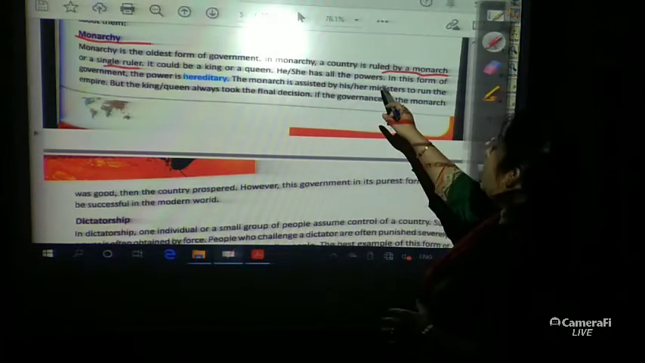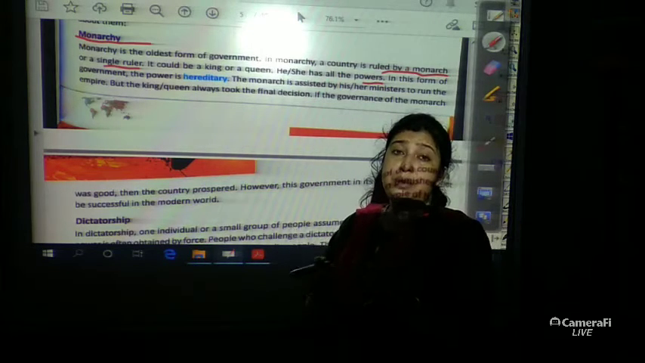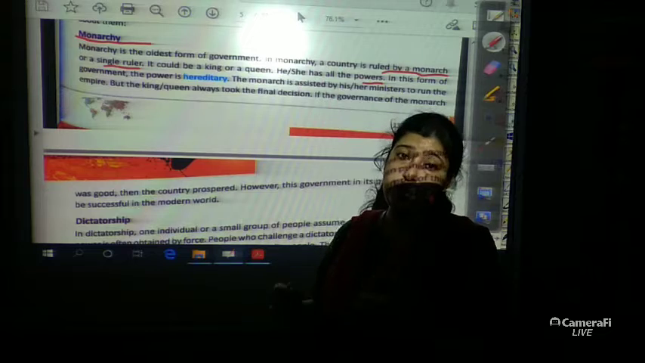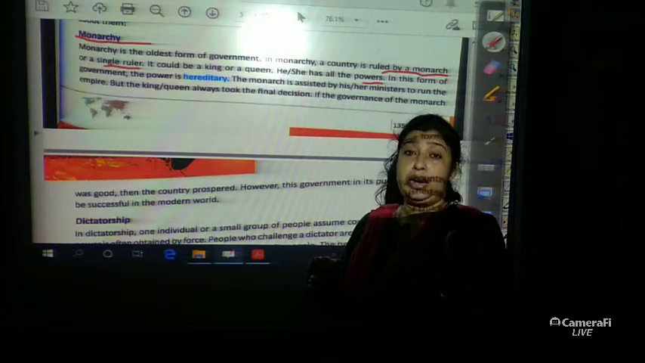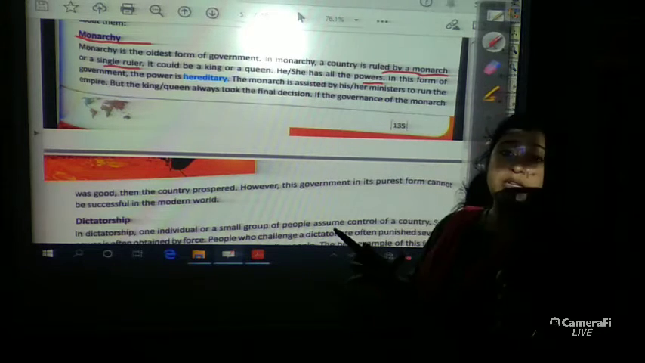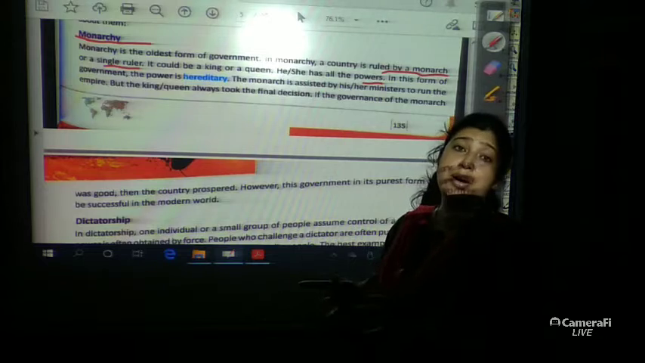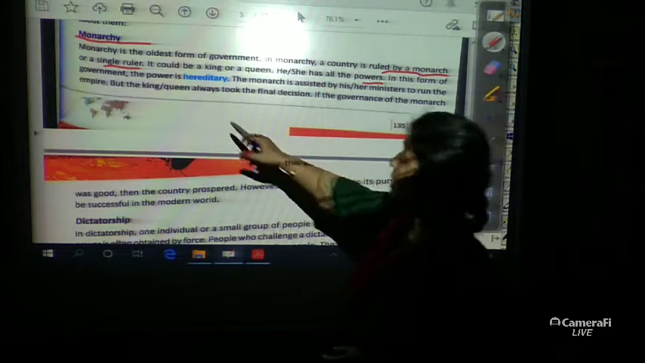He or she has all the power. So all powers are kept with the king or queen. Whatever they decide, the country will continue to work by and follow those rules and regulations. Power is not in the hands of the people, power is in the hands of the king or queen. In this form of government, the power is hereditary.